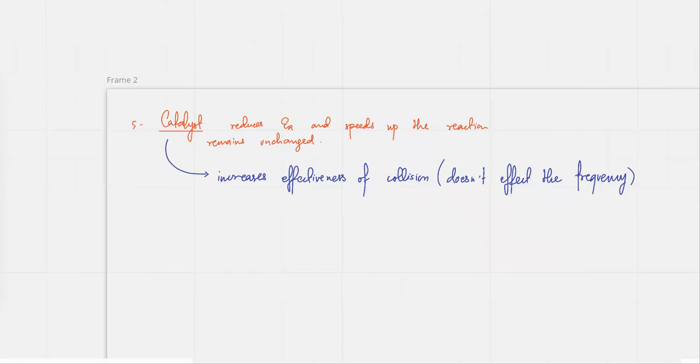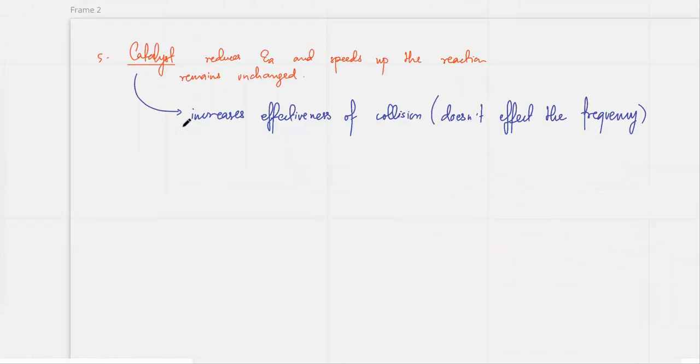So that's what a catalyst does. It reduces activation energy, increases the effectiveness or successfulness of the collisions, and doesn't affect the amount of collisions. They remain kind of the same. So the question is, how does a catalyst work? Now there are two types of catalyst. Remember, in any reaction, you have to break bonds and then you have to form bonds.